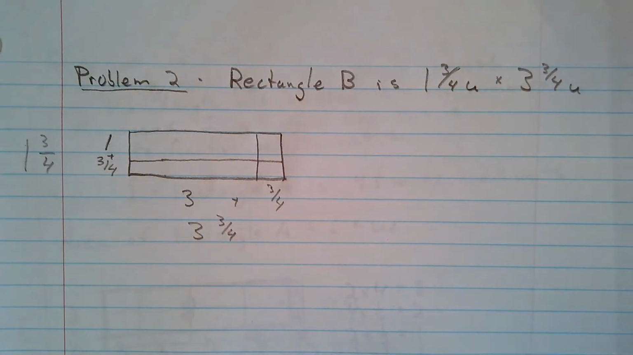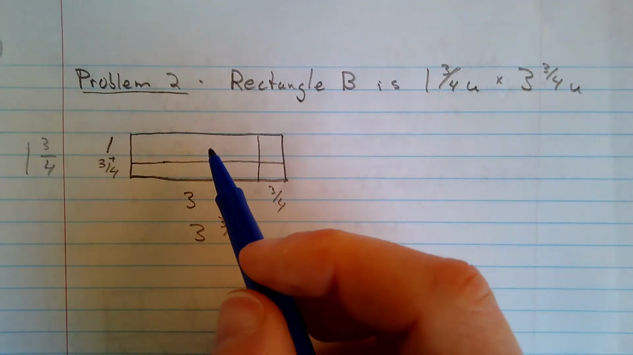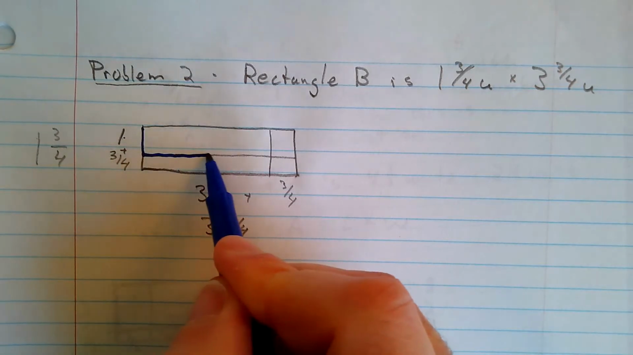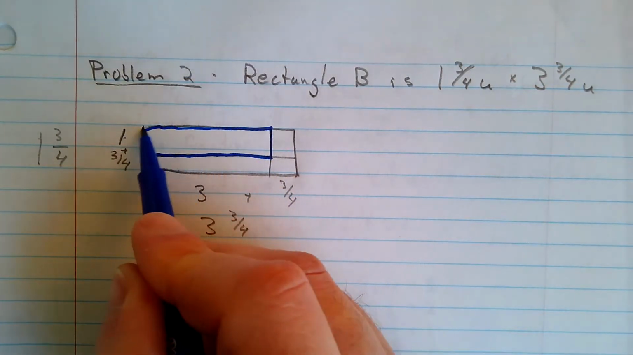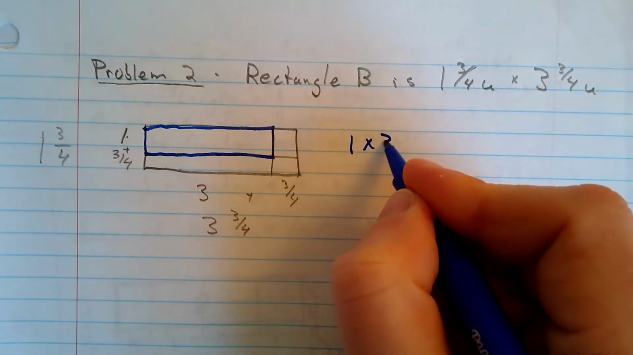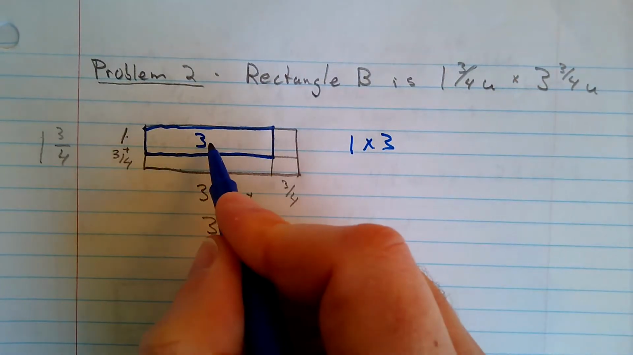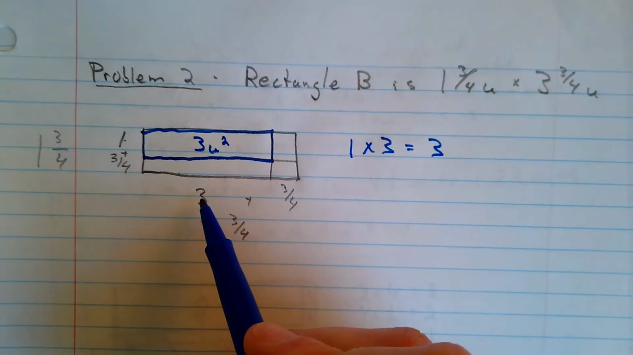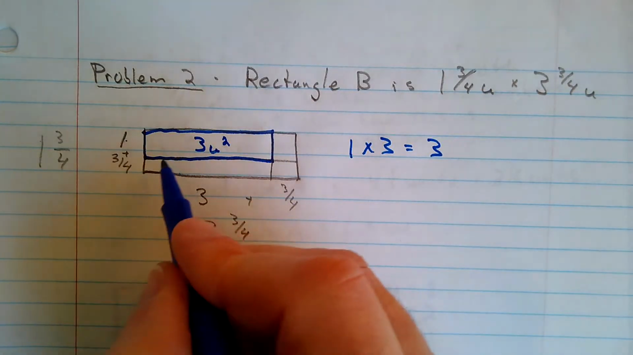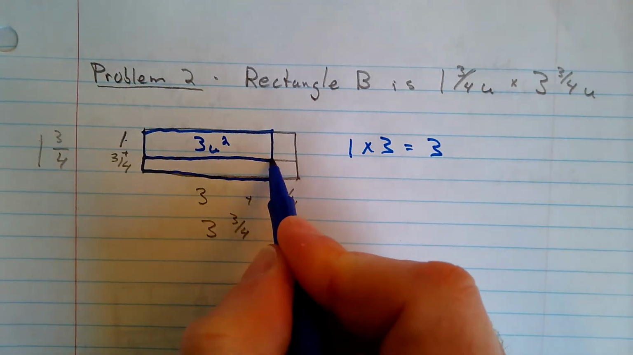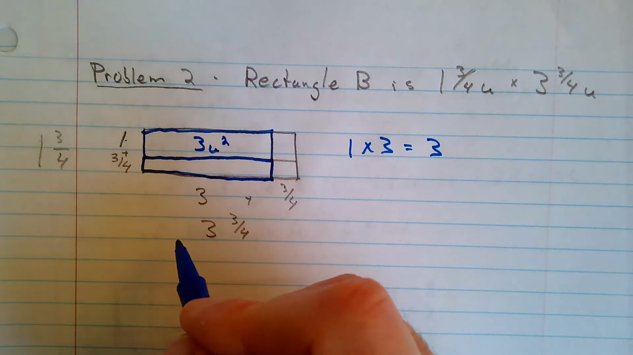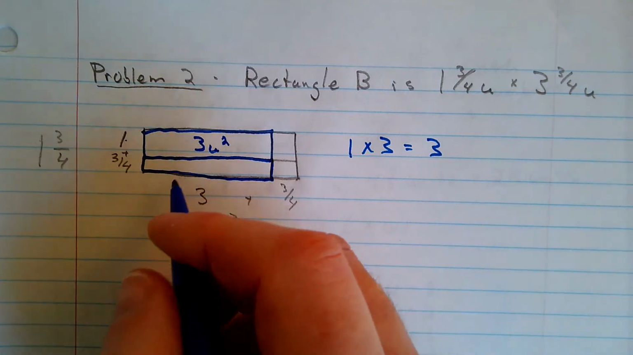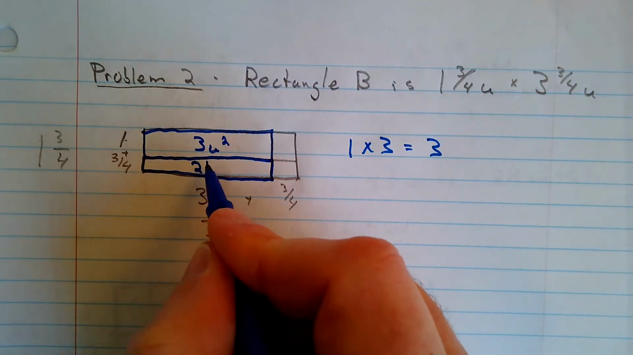What do we get? If we do the whole number part first, so 1 times 3, that's here. And 1 times 3 is 3. So that's 3 square units. Okay, and then we do the 3 times 3/4. That is here. 3 times 3/4, what? 3 times 3 is 9. That's 9/4. That's 2 1/4 square units.